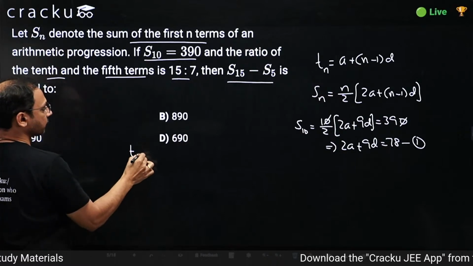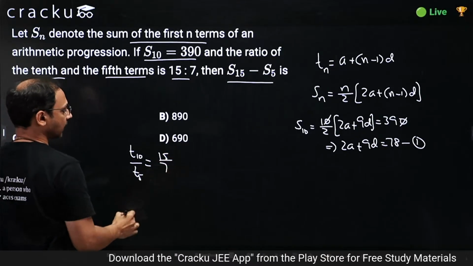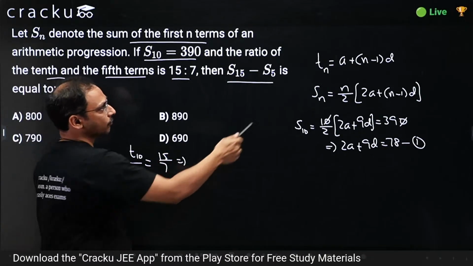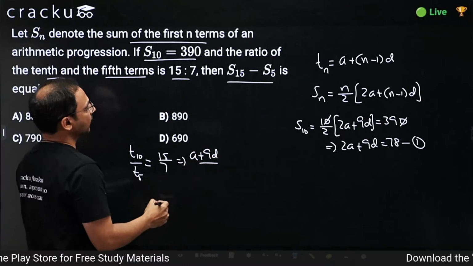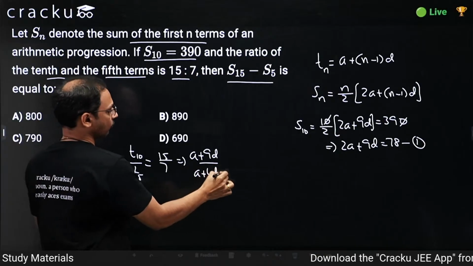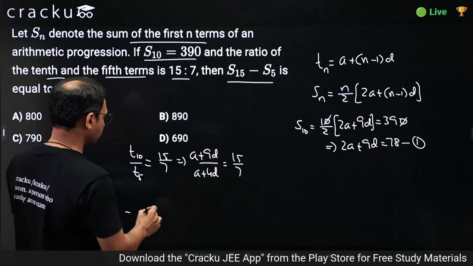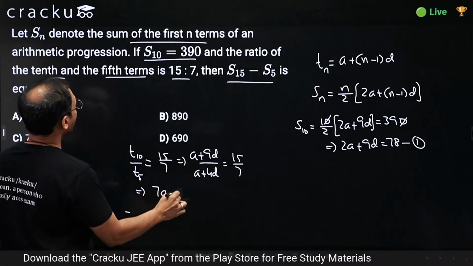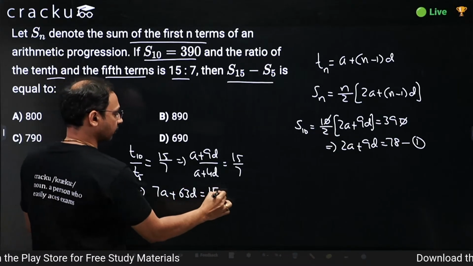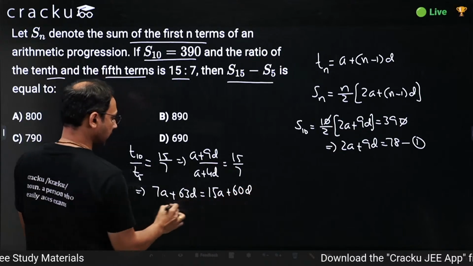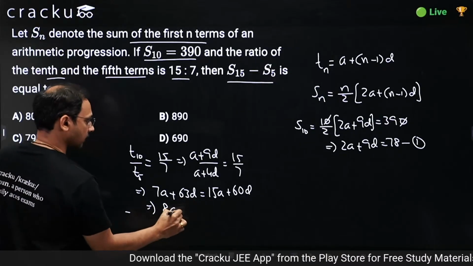10th term upon 5th term is given as 15:7. 10th term, if you use this formula, will be a plus 9d and 5th term will be a plus 4d. So as you can see, if I cross multiply, I'm going to get another linear equation. So I would be getting 7a plus 63d is equal to 15a plus 60d, or 8a is equal to 3d.